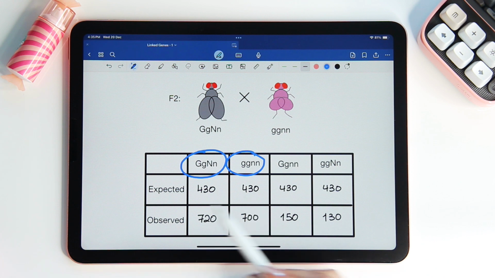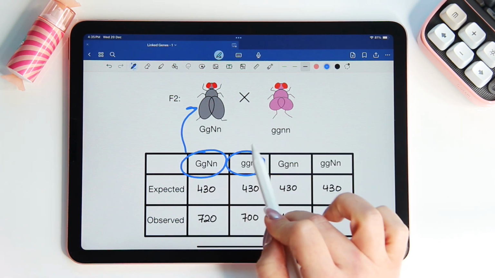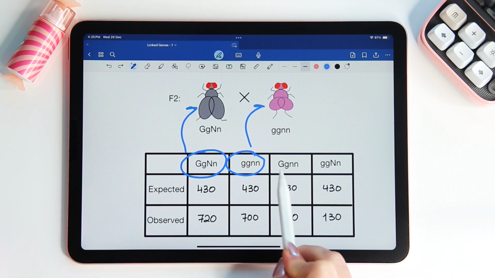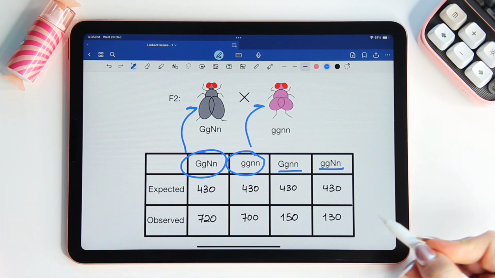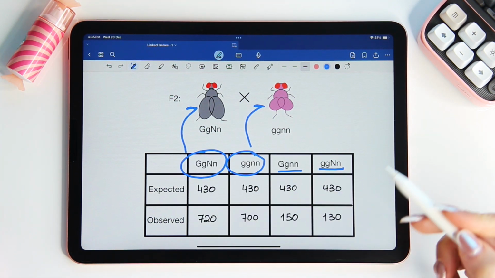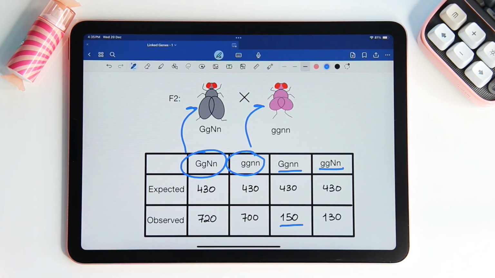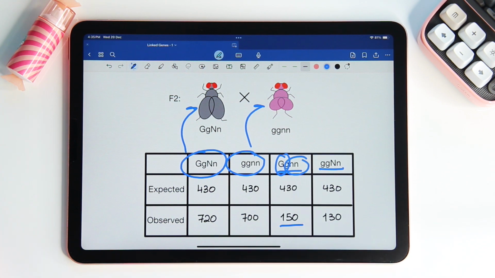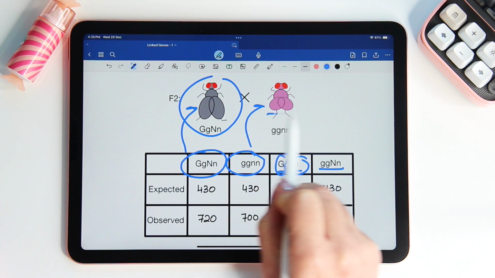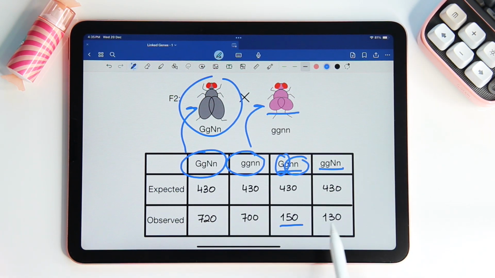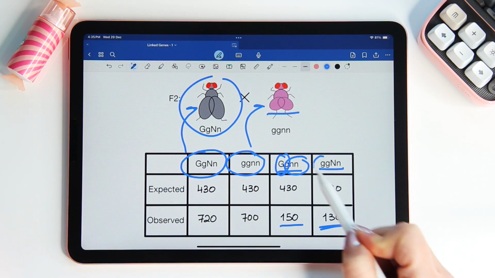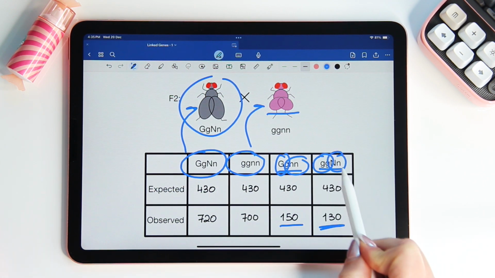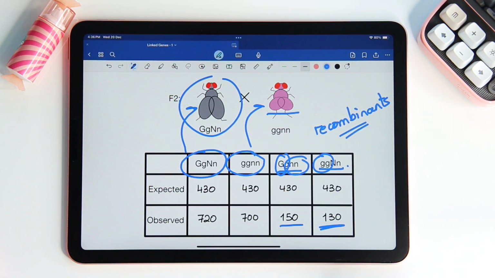These phenotypes are called parental phenotypes because they are identical to the parents. However, these phenotypes are referred to as recombinants because they have a trait from one parent and another from the other parent. For example, these 150 flies, they have gray body but short wings. Okay? So the gray body from one parent and the short wings from the other parent. These 130 flies over here, they have pink body but normal wings. These recombinants are the result of crossing over.